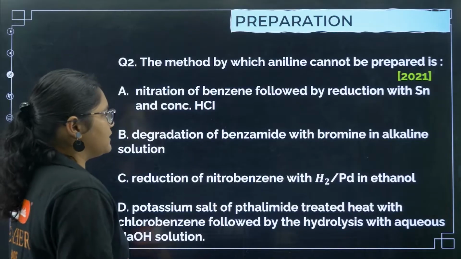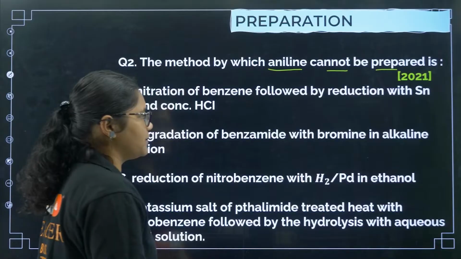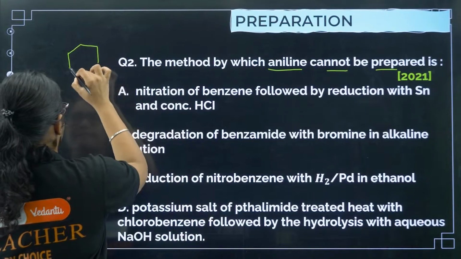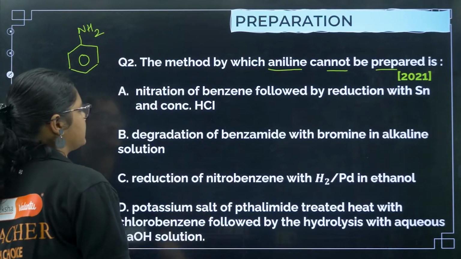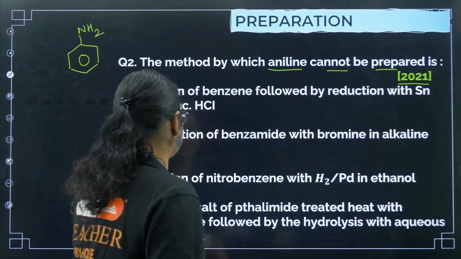Question number 2. The method by which aniline cannot be prepared is. So this is your methods of preparation. The structure of aniline is like this, an aromatic amine, you can say. This is aniline, and this question was asked in 2021. This is also a very easy question.